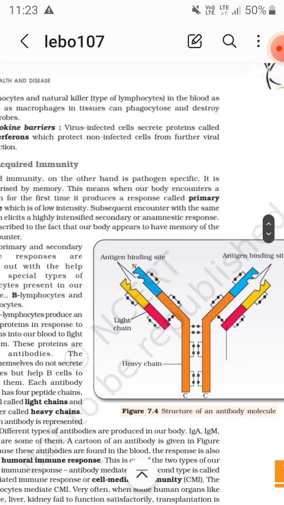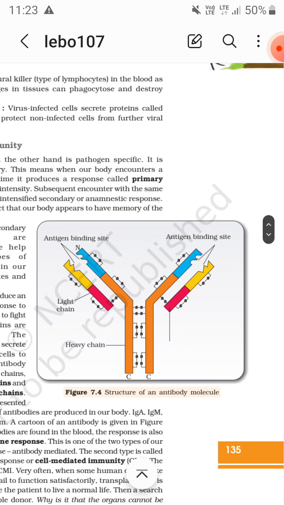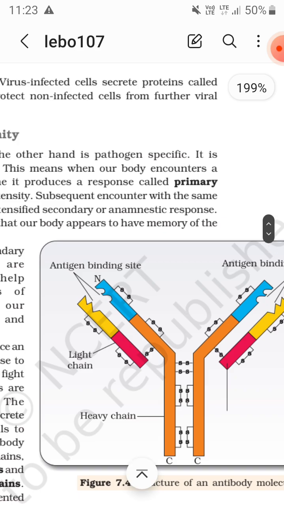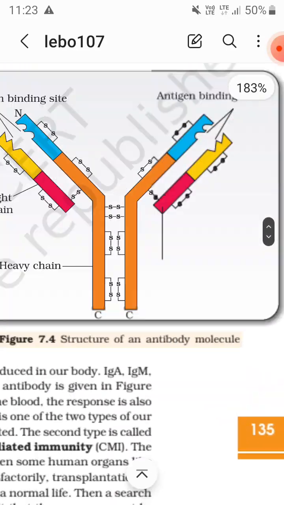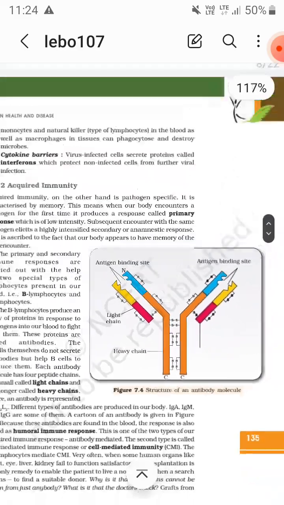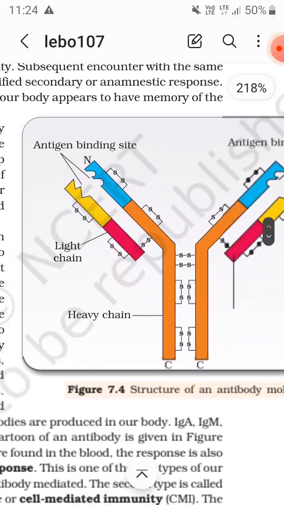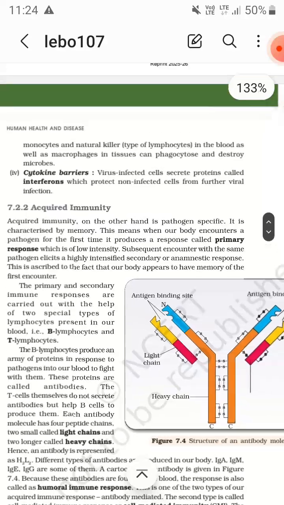So this was the structure of an antibody molecule. The antigen binding site is present at the N terminal, not at the C terminal. It is made up of H2L2, two light and two heavy chains.